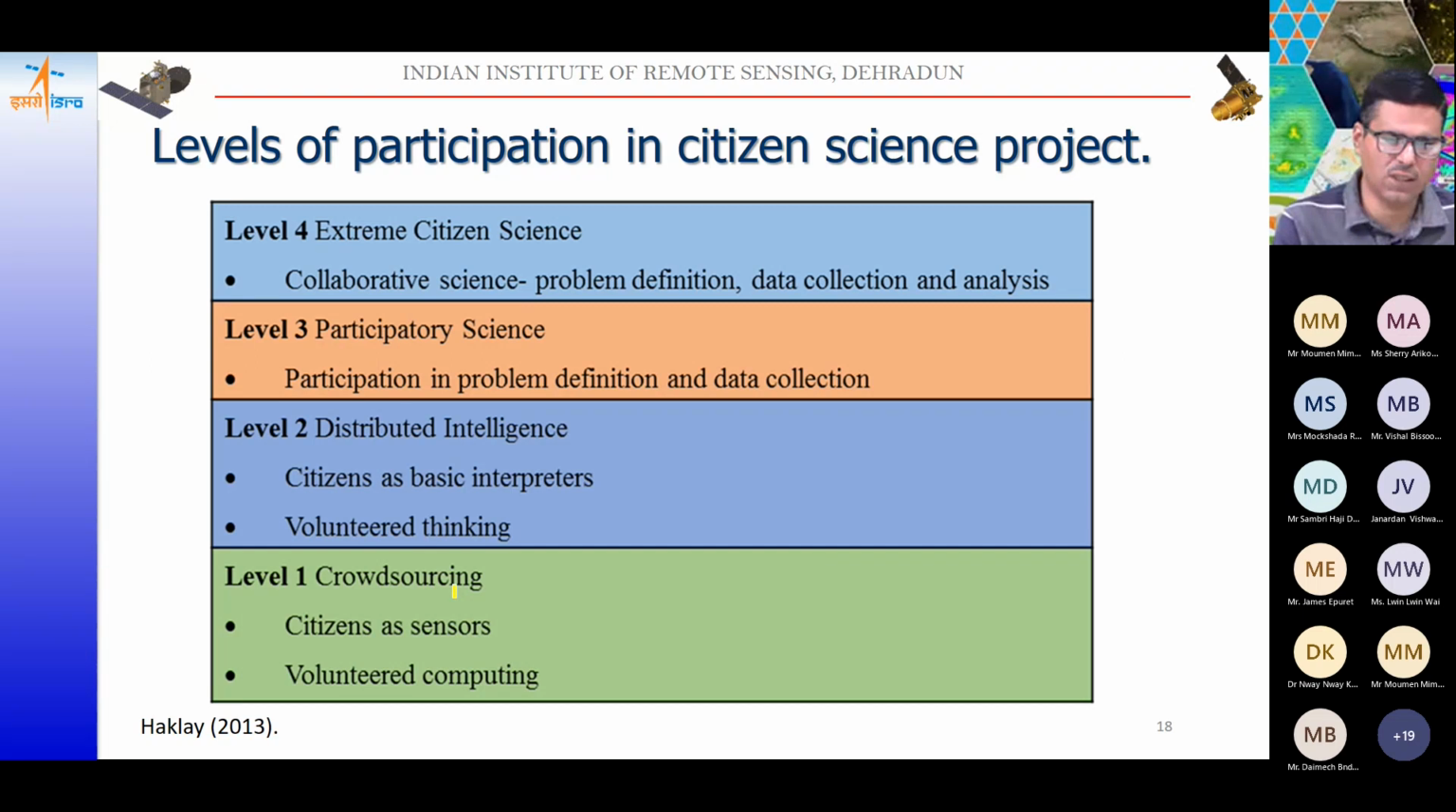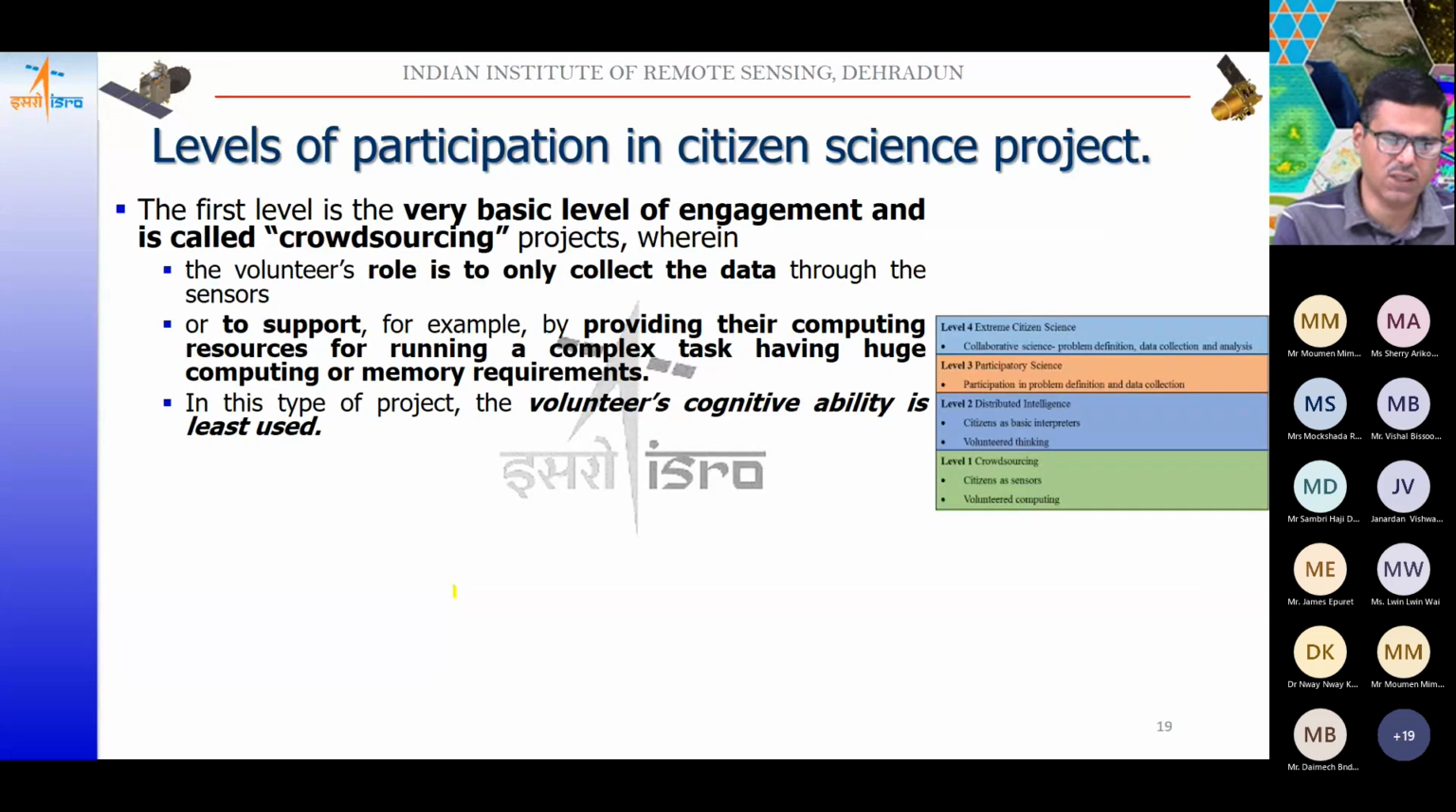We'll try to see each one of them and understand their characteristics. The first level is a very basic level of engagement, termed crowdsourcing, wherein the role of the volunteers is only to collect the data. Volunteers can collect the data through a smartphone or some app. The other way is that they could also support, for example, by providing their computing resources. So if there is a model or complex task that has to be run that requires huge computing or memory, he can provide access to his computing resources.